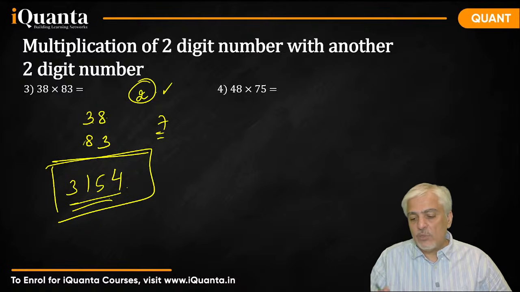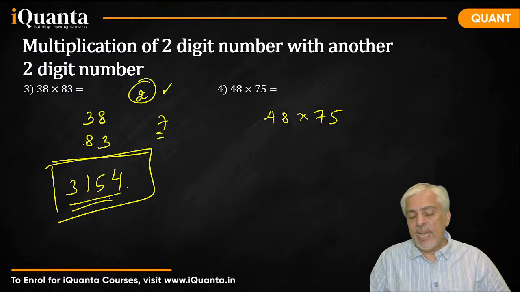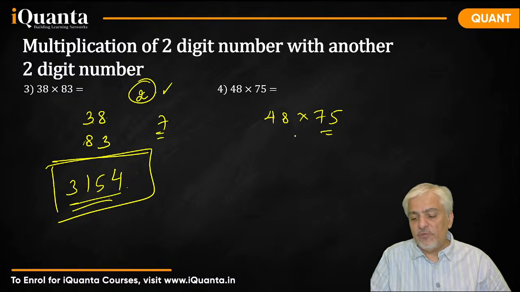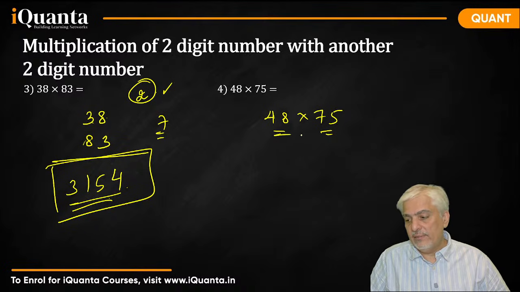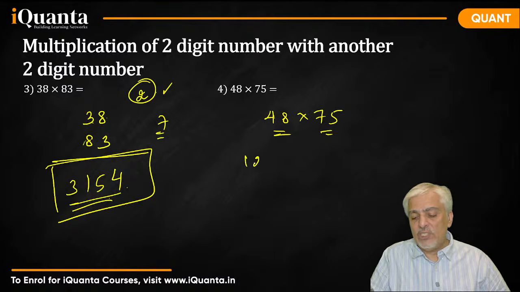By the way, the next one, I don't want you to do this method. I want you to think a little bit. जब भी multiples of 5 और सब होता है ना, that time don't use this method. Write 48 as 12 fours and write 75 as 25 threes.